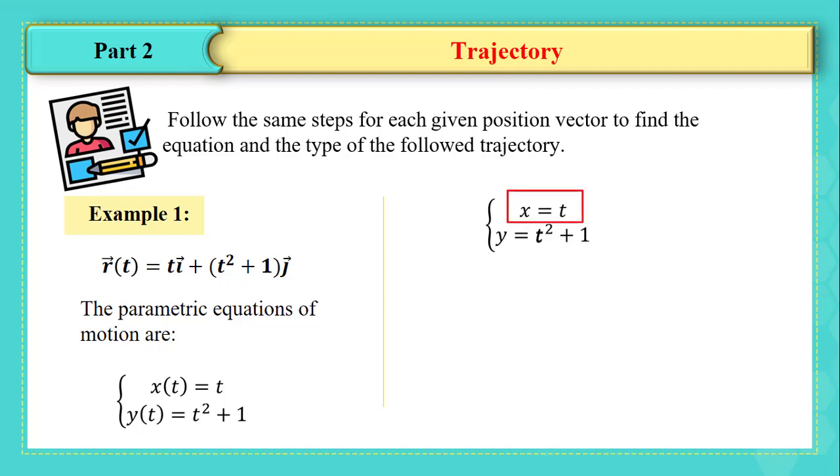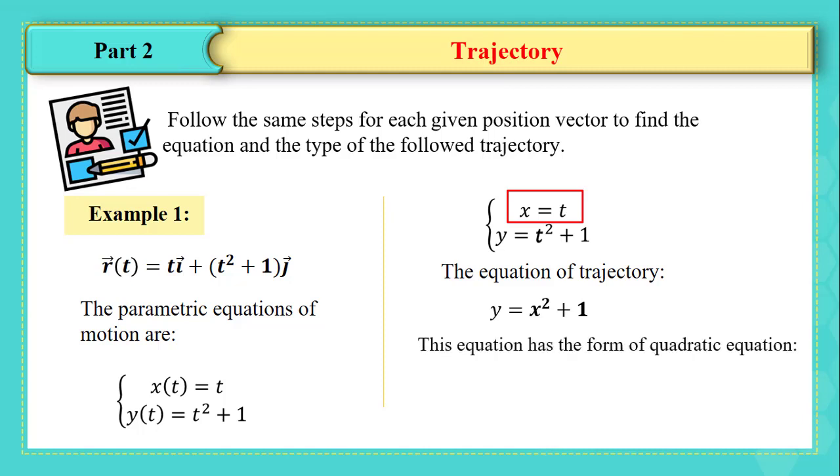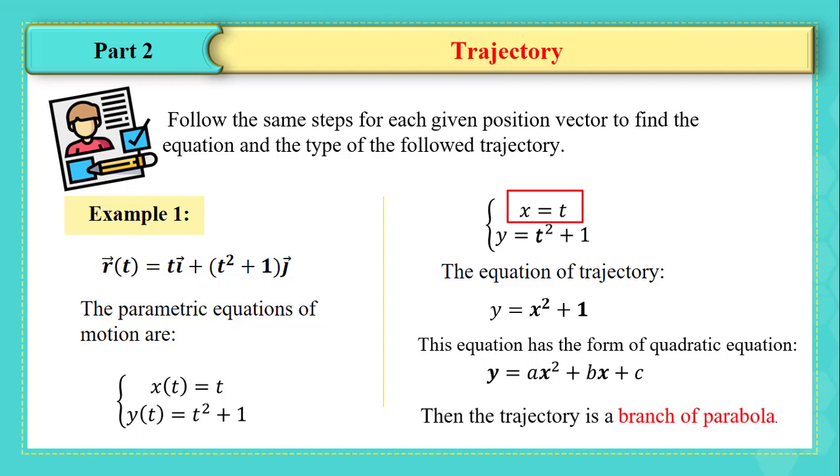By taking x is equal to t and substituting it in that second equation, which is y of t, the equation of trajectory will give y is equal to x squared plus 1. This equation has the form of a quadratic equation, which is y is equal to ax squared plus bx plus c. We conclude that the trajectory is a branch of a parabola.